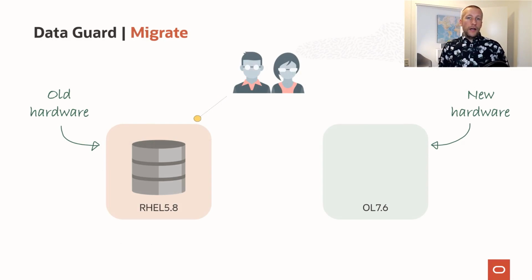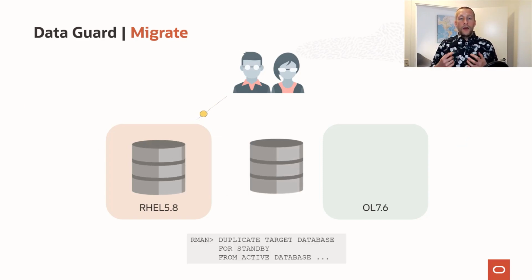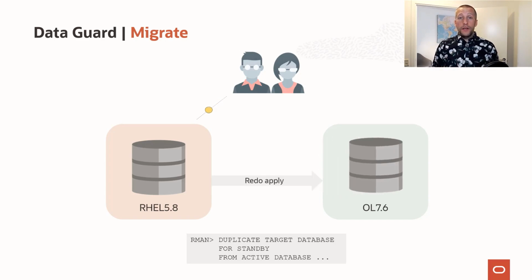The concept looked like this. You have your current database running on your old hardware, and the users are connecting to it. While the database is still up and running, you can build a copy of the database. In this example, I'm doing a duplicate from the active database, but you could also restore from a backup. After that, you configure redo apply to keep the two databases in sync. While all this has happened, the users are still connected to the database and it's still up and running.